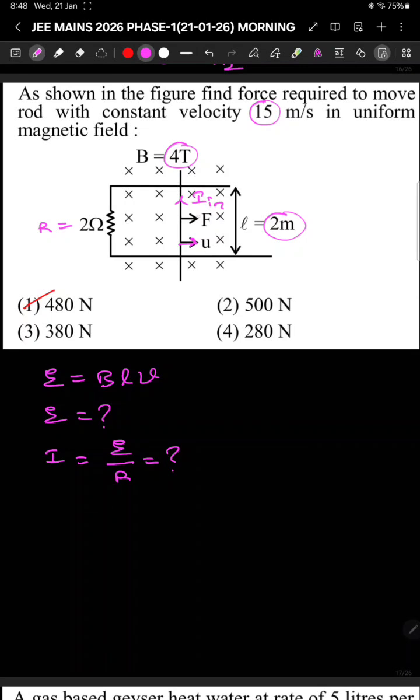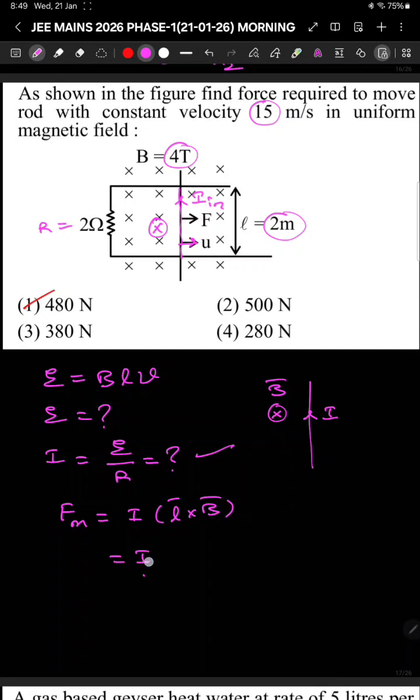So now it is a current carrying wire kept in a magnetic field. For a current carrying wire kept in a magnetic field, the magnetic force acting on the wire will be I into L cross B. Here you can see L and B are perpendicular, so it becomes ILB sin 90. And the direction of this magnetic force we can find by applying Fleming's left hand rule.